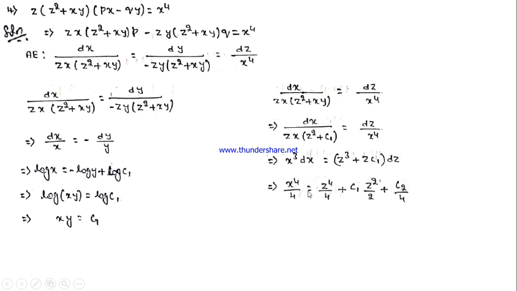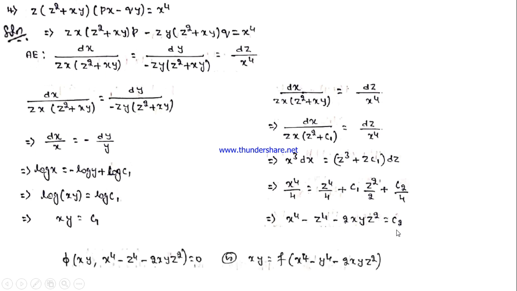Integrate this. x power 4 by 4 equals z power 4 by 4 plus c1 z square by 2 plus some constant c2 by 4. Multiply throughout by 4, take these two expressions to the left hand side, and substitute the value of c1. That gives v equal to constant. Once it is done, you know how to write your complete solution, or the general solution.